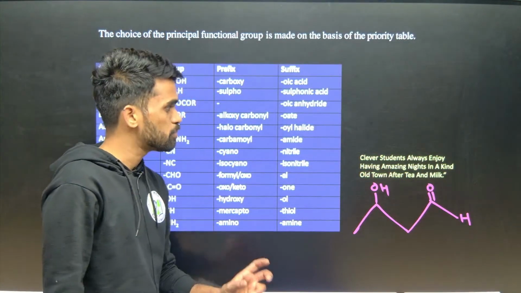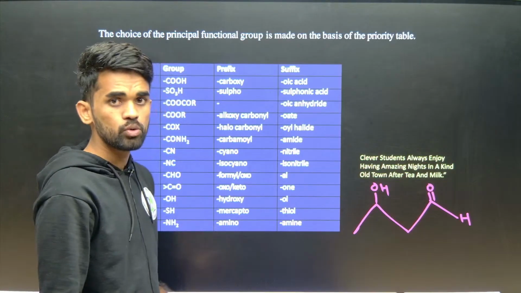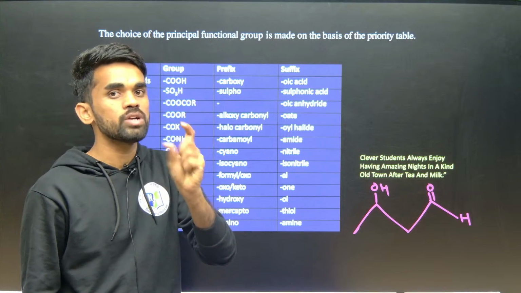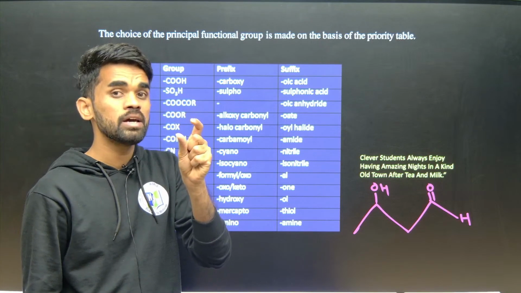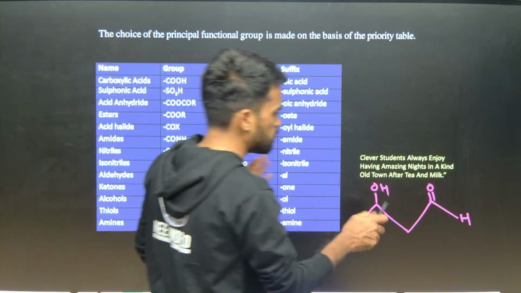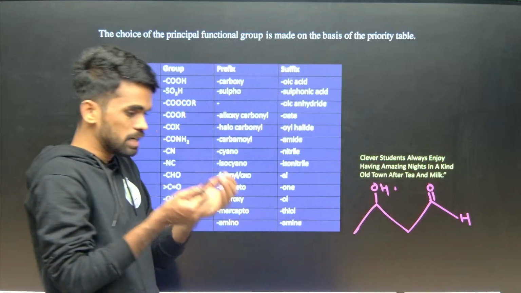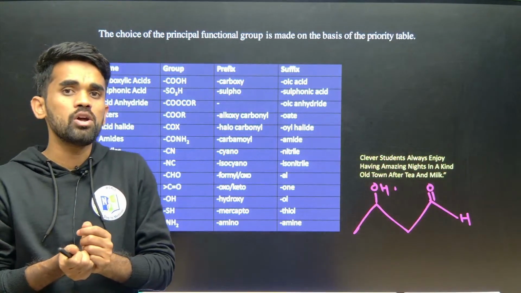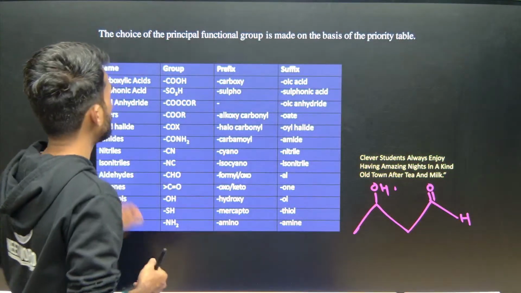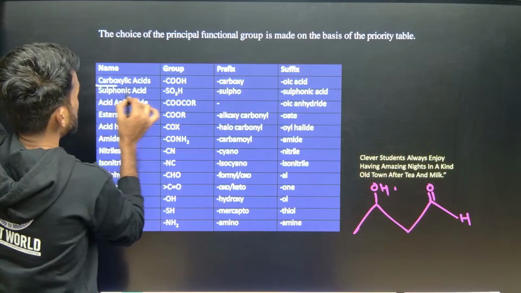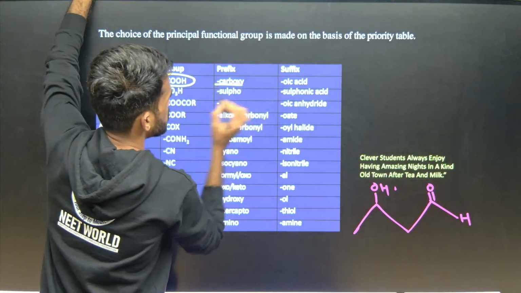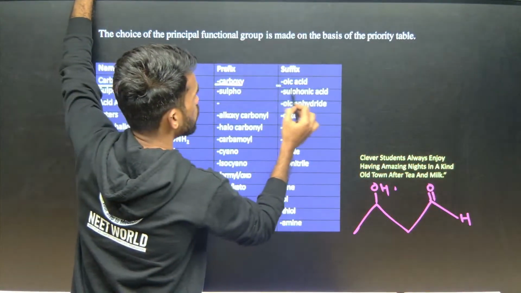There are some priority rules given by IUPAC to be followed. The one which is more prioritized, its name should be written at the end, and it is considered the principal functional group. All other remaining functional groups' names should be written as prefixes, following alphabetical order, just like substituents. Whenever we have carboxylic acid, the functional group is COOH, the prefix is carboxy and the suffix is oic acid.